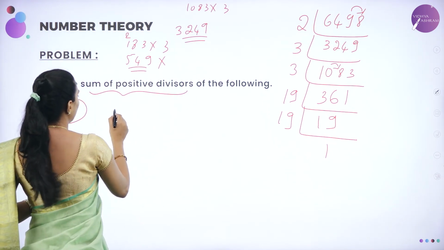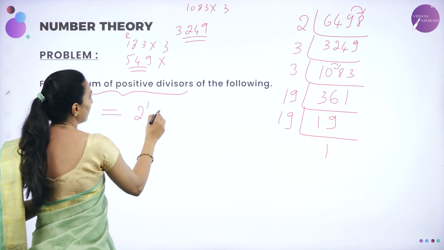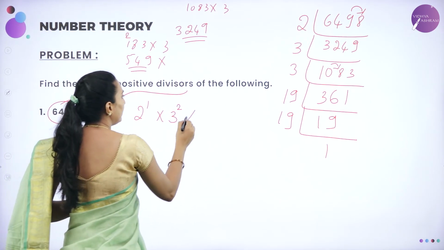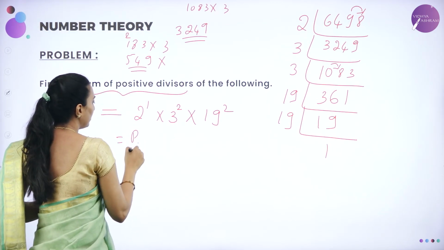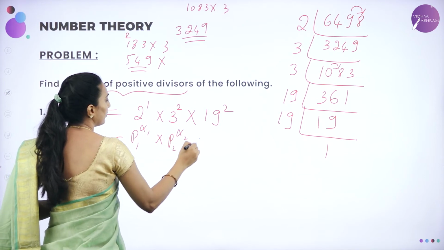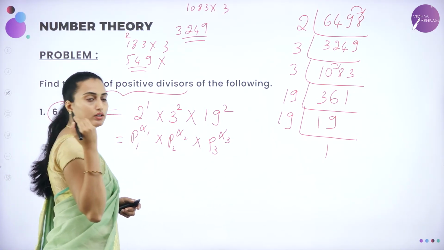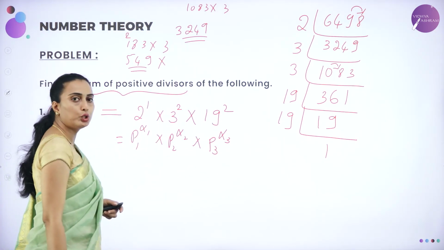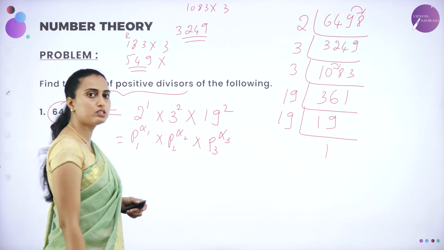So I am going to write 6498, which is equal to 2 power 1 into 3 power 2 into 19 power 2, which is like P1 power alpha 1, P2 power alpha 2, P3 power alpha 3. Got it? So alpha 1 is 1, alpha 2 is 2, alpha 3 is 2. But what have they asked? The sum of all positive divisors.